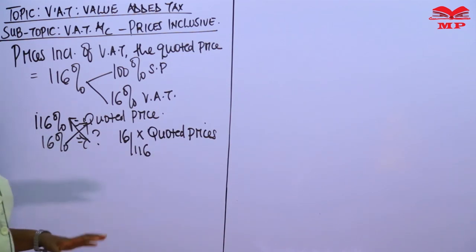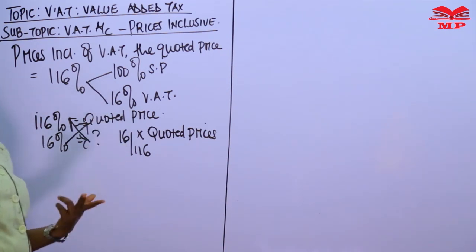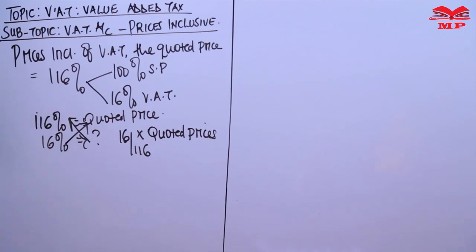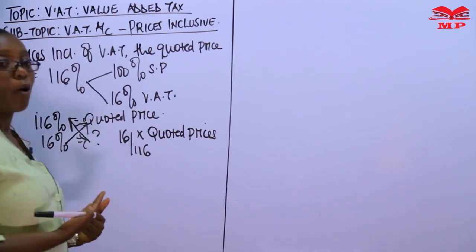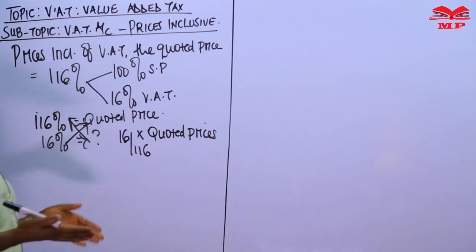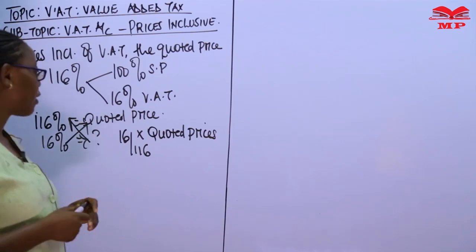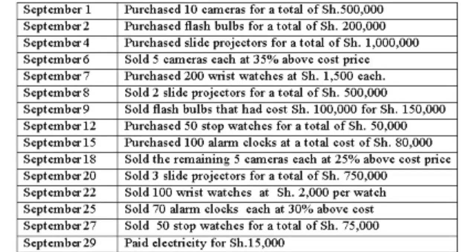Now we had said earlier that for the VAT account there are two sides. There is the input side and there is the output side. The output corresponds to the sales and the input corresponds to the purchases and the other expenses and inputs that the business may have already paid tax on. So let's go through the question again and discuss how we treat each of the transactions. September 1st, purchased 10 cameras for a total of 500,000. So we need to get the cost per camera.